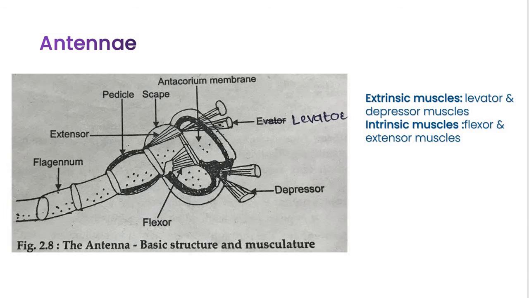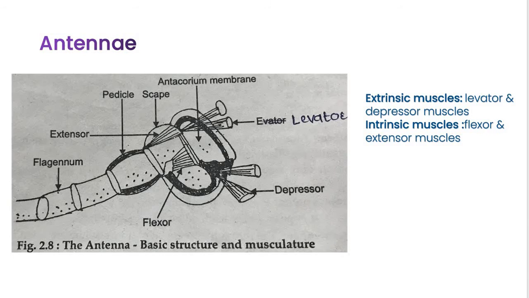Now, the antennae are uniramous, segmented and mobile paired structures. Antennae are uniramous, and again, they are segmented. Here in this diagram, you can see the segments of the antenna. Depending on the type of antenna, the segments may vary. Mobile means that the antennae move; that is a mobile paired structure.